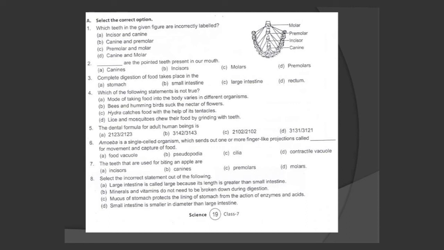Third one: complete digestion of food takes place in the small intestine. Third question, complete digestion of food takes place in the small intestine. Right? Then fourth one, mark correctly. Which of the following statements is not true? A. Mode of taking food into the body varies in different organisms. B. Bees and hummingbirds suck nectar of flowers. C. Hydra catches food with the help of its tentacles. D.